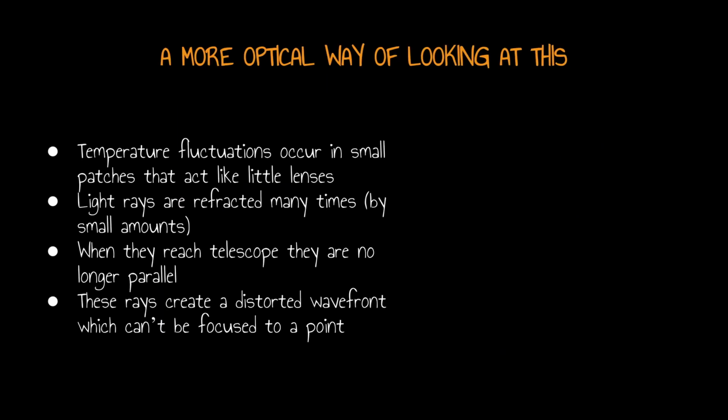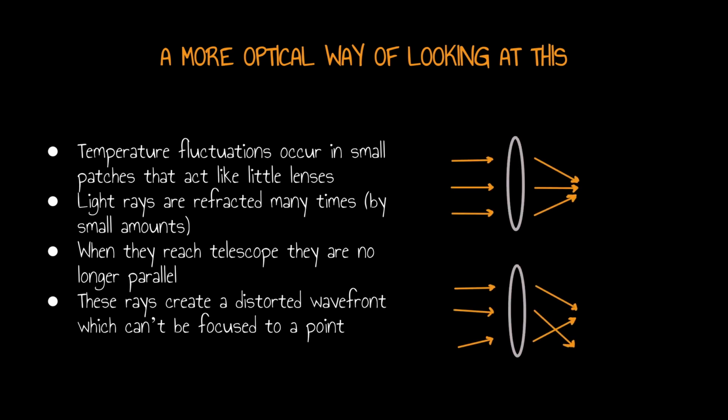To put this in more optical terms, each of the air packets or cells act like little lenses, and the starlight has to propagate through multiple lenses before reaching the telescope. Ideally, if the light rays are parallel, the telescope's optical system can focus those rays to a point, but in this case they're not parallel. The distorted wavefront thus creates a problem now because the light rays cannot be focused to a point and we thus cannot get a sharp image.